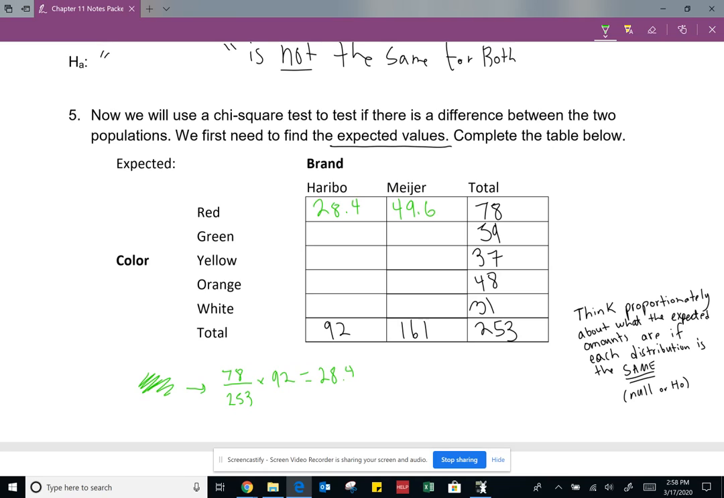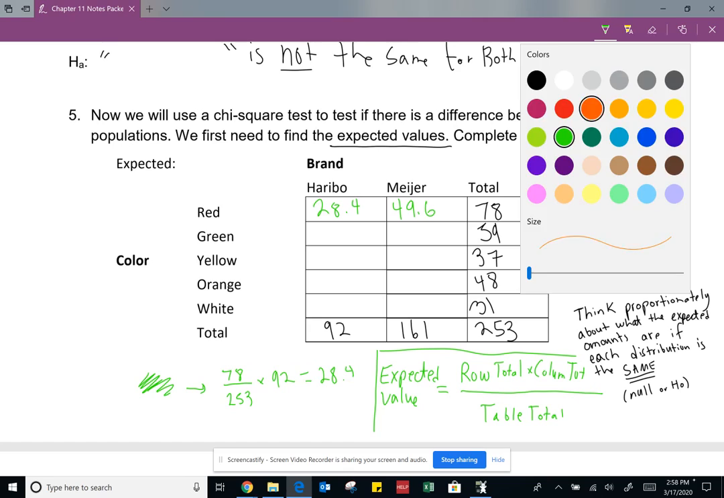Another way of thinking about it is that the expected value for each of these is equal to the row total times the column total divided by your total, or the table total. So let's do another one just so we can see.